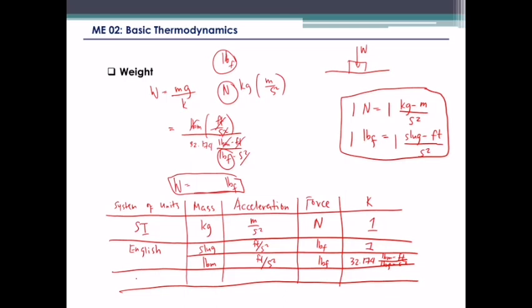For the MKS system also, let us include the MKS system. We have kilogram mass, acceleration in meters per second squared, and your force is in kilogram force. So your K there is 9.81 kilogram mass meter per kilogram force second squared. Okay.